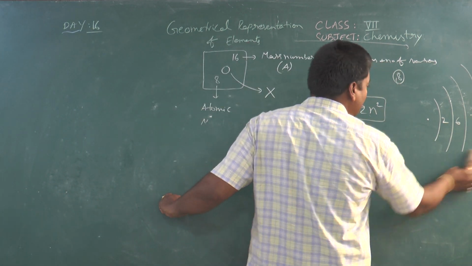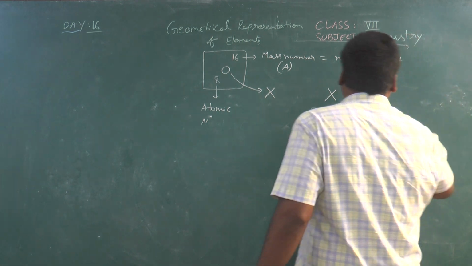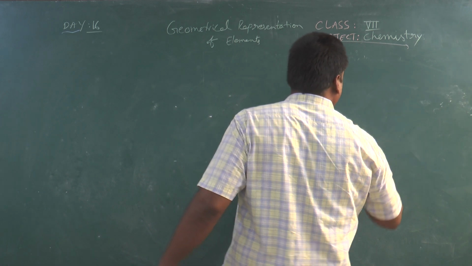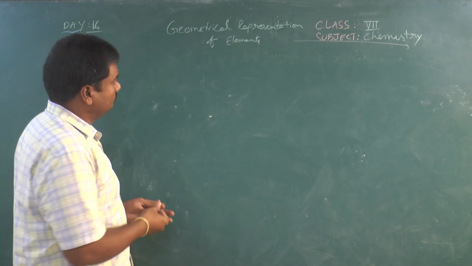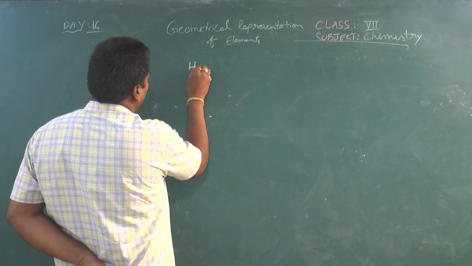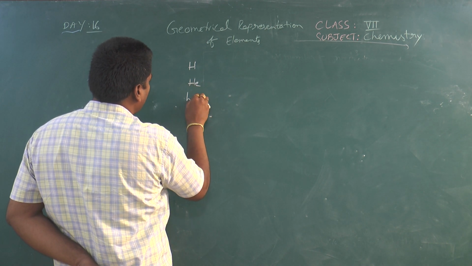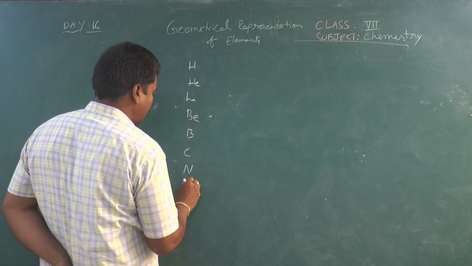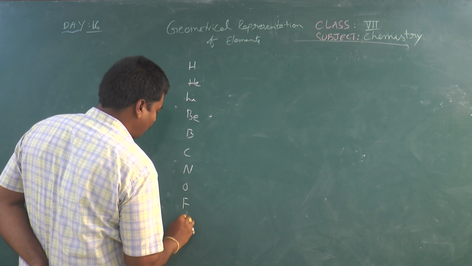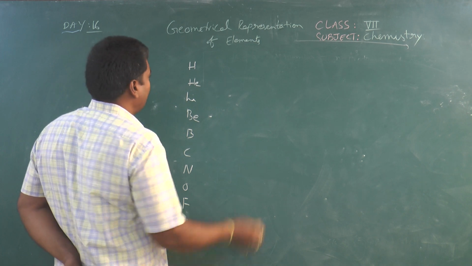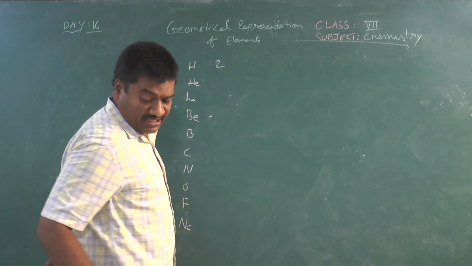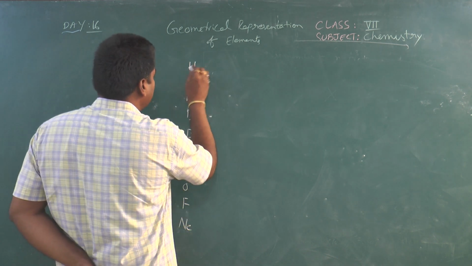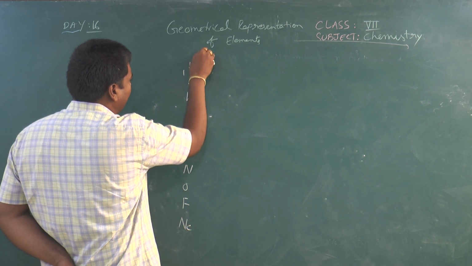Now a few examples we will discuss, the electronic configuration for different elements. For example, I will start from hydrogen, helium, lithium, beryllium, boron, carbon, nitrogen, oxygen, fluorine, neon. Hydrogen, atomic number 1, means only one electron is there. The symbolic representation, if you take it, is 1H1.